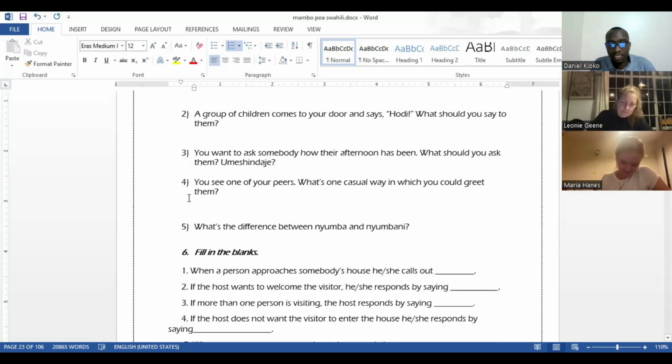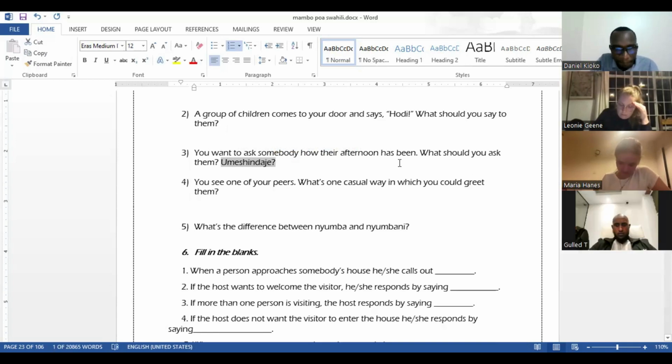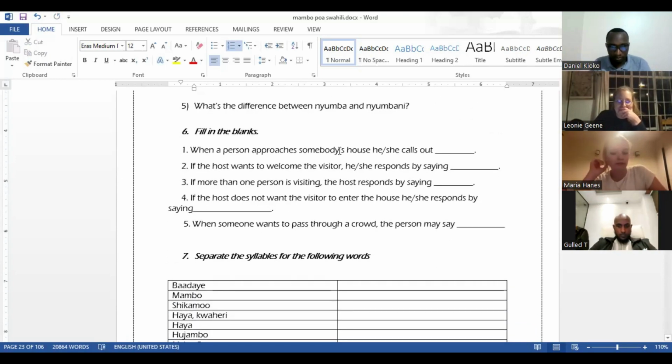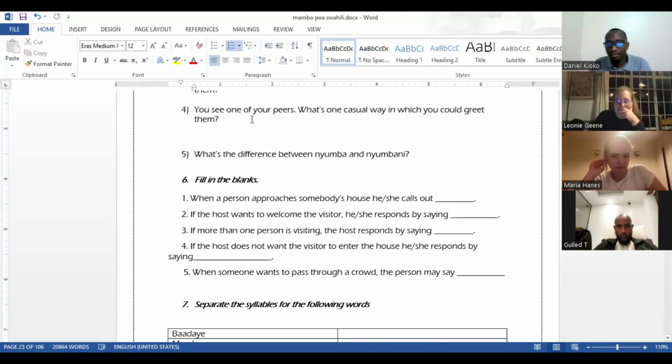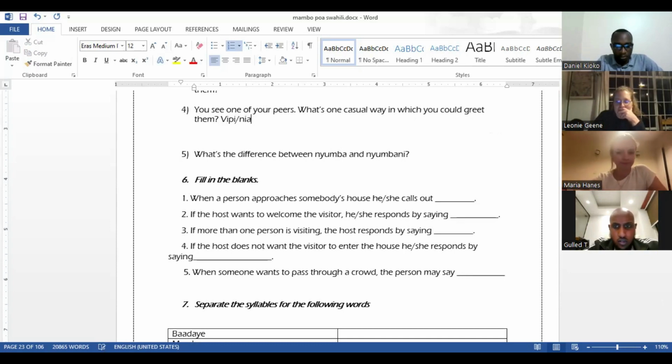Something about Kiswahili is that the more you get conversant with it, you tend to shorten it more. You see one of your peers, you already know that one. It's Mambo, right? or VP. Yeah. Okay, yeah. Also VP can work. And also niaje, but niaje, we said, is under the category of shame.